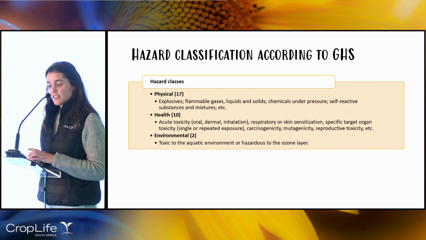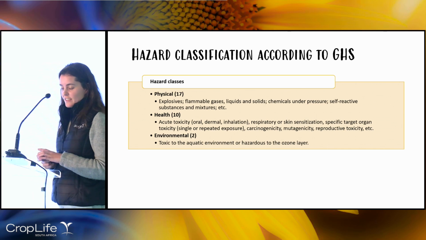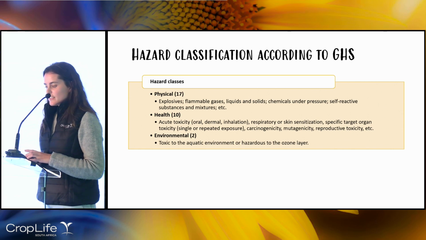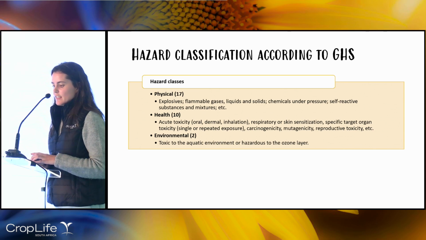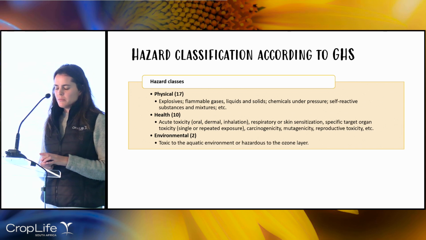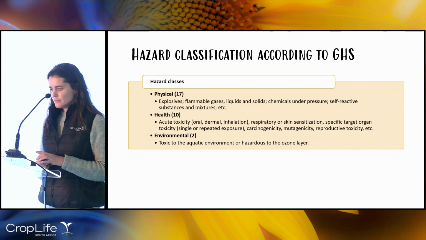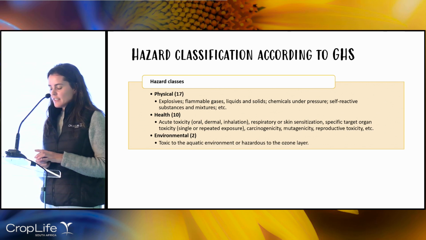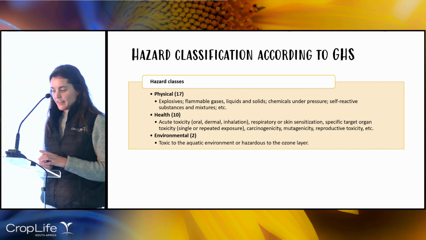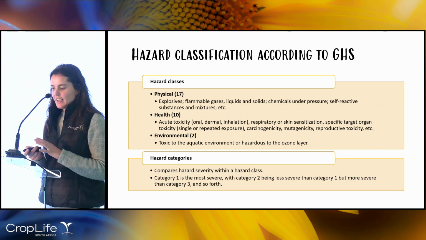Most of the hazards associated with agricultural remedies would be health hazards, and this is, like we mentioned, acute toxicity, respiratory or skin sensitization, specific target organ toxicity, carcinogenicity, all different types of health hazards, which are mostly what agricultural remedies have flagged. And then environmental hazards, toxic to the aquatic environment or hazardous to the ozone layer. In general, a lot of agricultural remedies could have aquatic toxicity, not really that much the ozone layer. And then hazard categories.